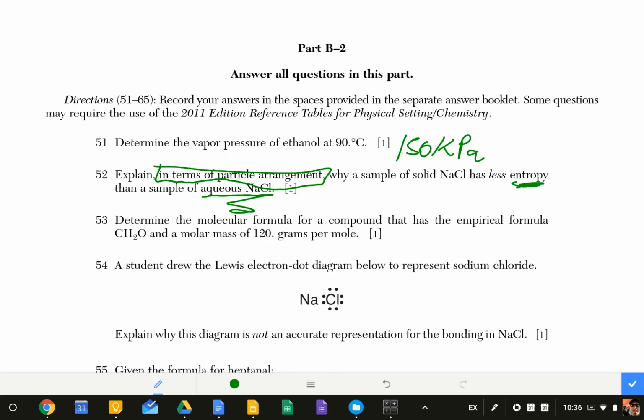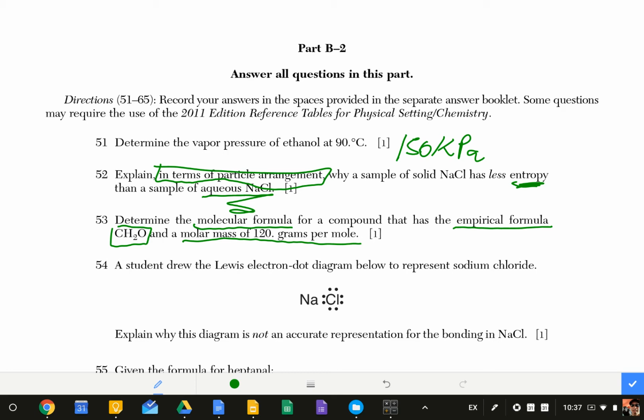All right. So 53. Determine the molecular formula for a compound that has the empirical formula CH2O. That's the empirical formula. I'll go over what that means in a second. And a molar mass of 120 grams per mole.